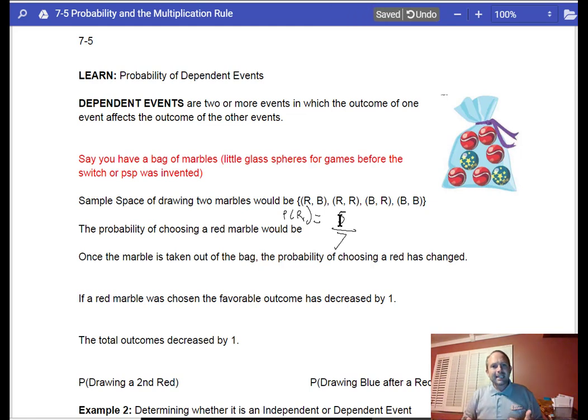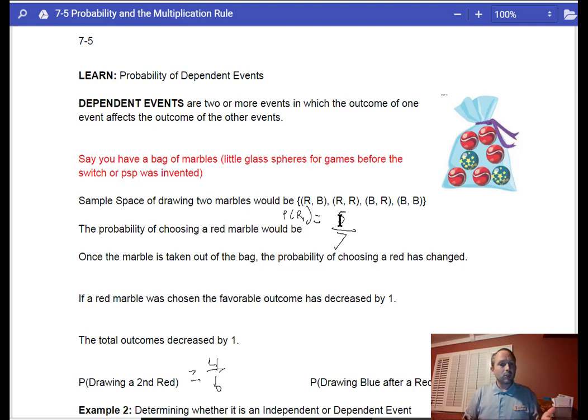Once the marble is taken out of the bag, the probability of choosing a red has changed. If a red marble is chosen, the favorable outcome has decreased by 1. The total outcomes is decreased by 1, so the total marbles is now 6. Now, if we draw a second red, that means 1 was already chosen. That would be 4 out of 6.